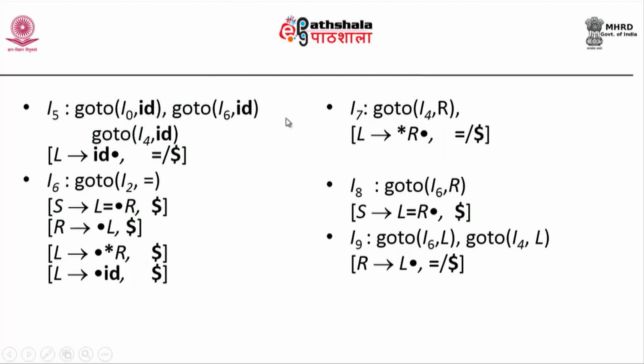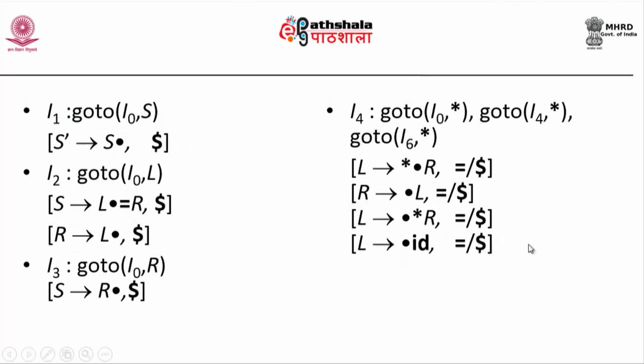So I have basically merged three states into a single state, call it as L produces ID dot, comma equal to slash dollar. So where I had around 14 items, now I have only 10 items. I have basically merged two items here, one item here and one item with respect to this I4. So those two and 1. So I have basically reduced by 4 items here. So this is what we are looking at as the SLR parser.